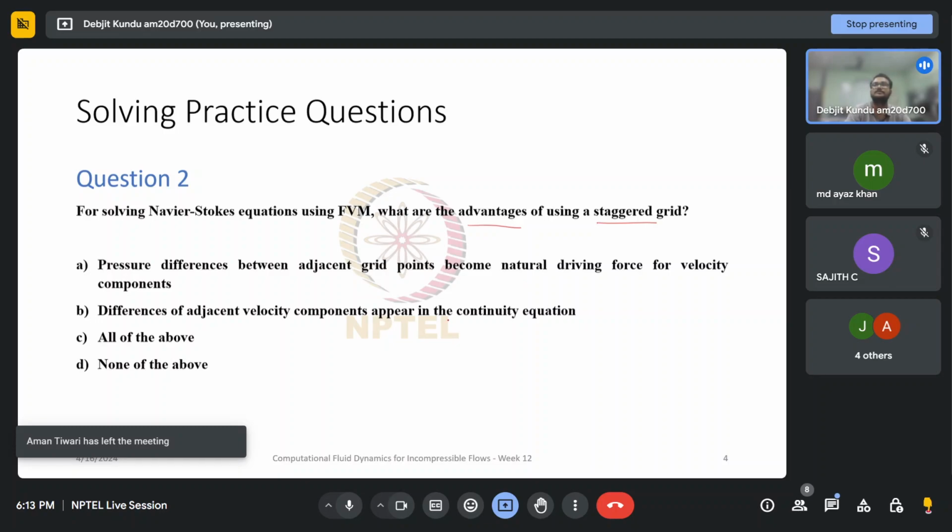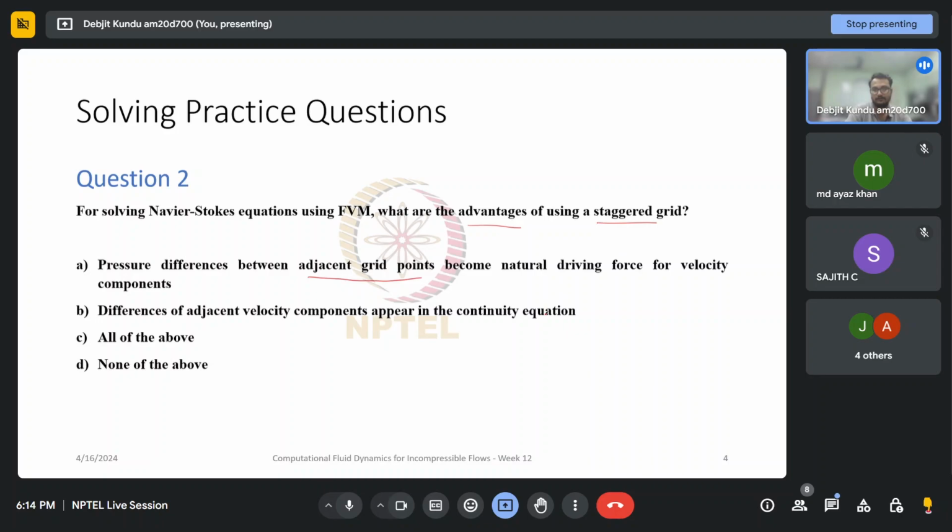Option A says the pressure differences between adjacent grid points become natural driving force for velocity components. Option B says that the differences of adjacent velocity components appear in the continuity equation. Option C says all of the above, which means A and B. Or is it option D, that is none of the above? That is, neither A nor B, and obviously not C, are correct. So once again, read the question and the options carefully.